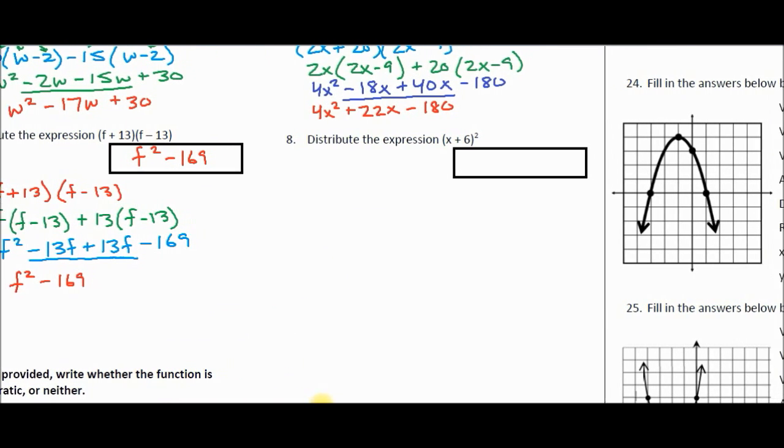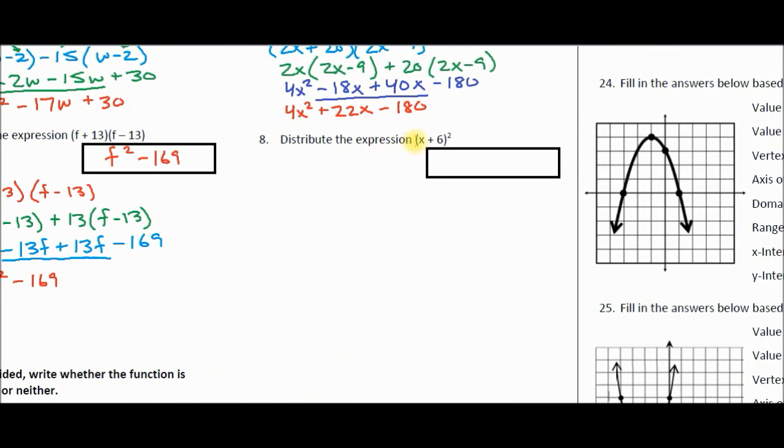F squared minus 169. Last one in this video, number 8. Distribute the expression (x plus 6) quantity squared. Now in this case, remember class, we learned that this is just x plus 6 times x plus 6. The square just means duplicate that binomial or write it twice. And now we just follow our same rules of distribution. The x term, first term of the first binomial, gets multiplied by the entire second binomial. And then the second term of the first binomial gets multiplied by the second binomial.